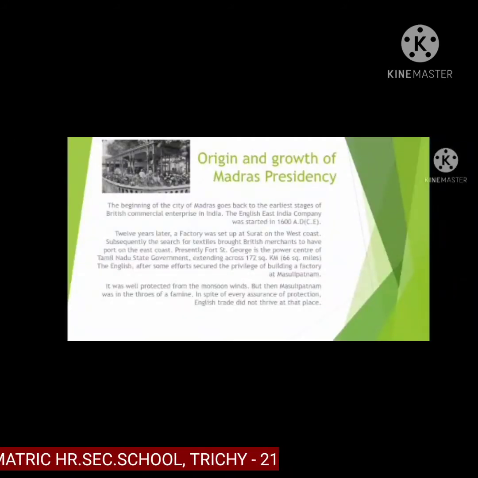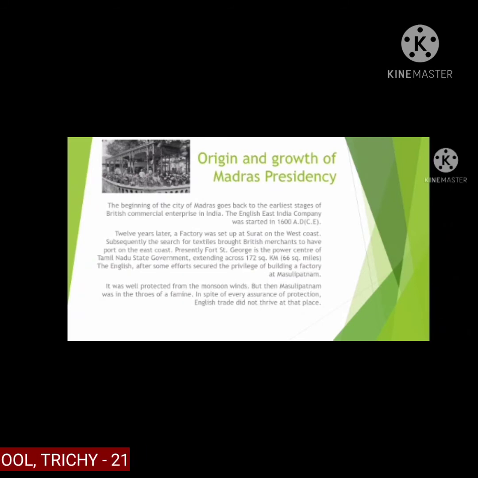Origin and growth of Madras Presidency. The beginning of the city of Madras goes back to the earliest stages of British commercial enterprises in India. The English East India Company was started in 1600 AD. 12 years later, a factory was set up at Surat on the west coast. Subsequently, the search for textiles brought British merchants to have a port on the east coast.